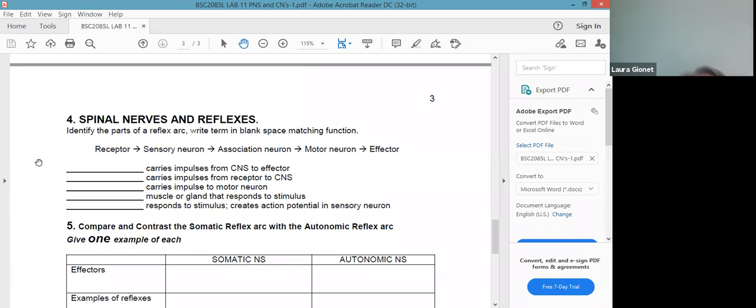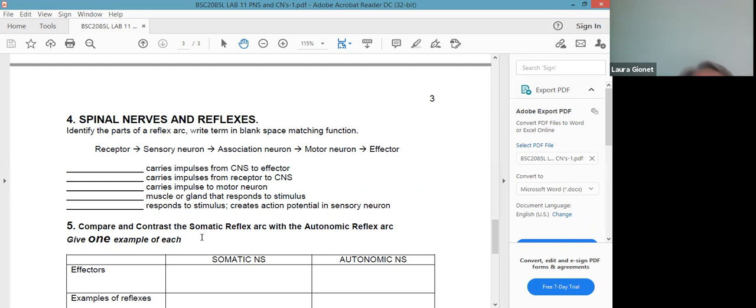Okay, so those are your 5 components of a reflex arc, and you match up the structure to the phrase that describes its function. So carries an impulse from the CNS, or essentially away from the central nervous system, to the effector. Which component of the reflex arc is that? And that's your motor neuron. Which structure carries an impulse from the receptor to the central nervous system? That would be the sensory neuron. Carries the impulse to the motor neuron. That's the function of the association neuron or interneuron. The muscle or gland that responds to the stimulus, which is essentially coming from the motor neuron. That would be the effector.